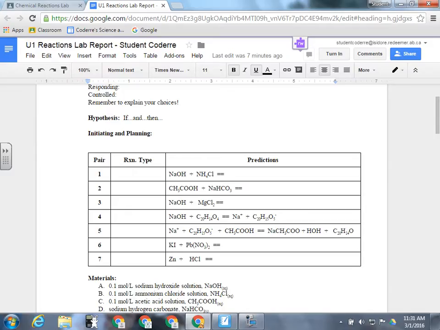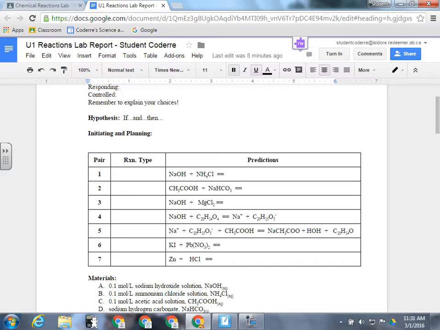And then in our next reaction, pair 5, we're actually going to take what we made in pair 4 and add some acetic acid to it and see what happens. So hopefully we'll get a color change and a color change back. Number 6, we're going to add potassium iodide to lead(II) nitrate. And in the last one, we're going to put hydrochloric acid on a chunk of zinc and see what happens with that.